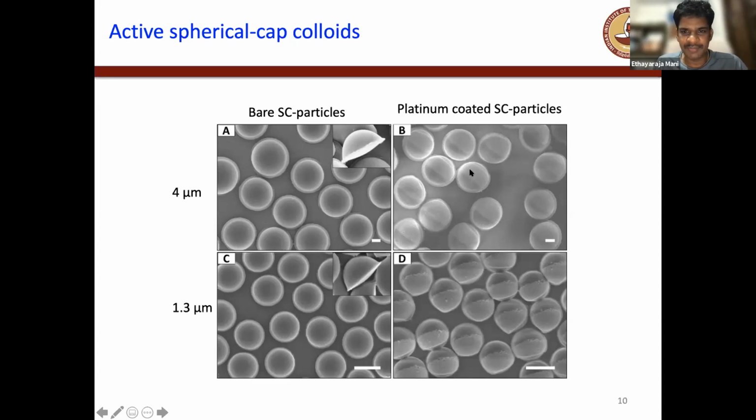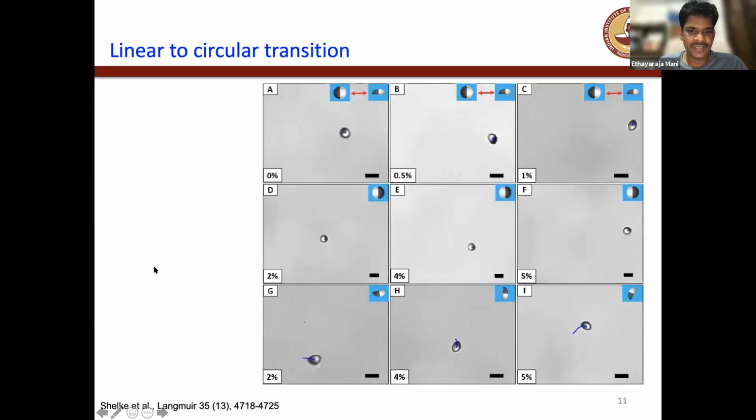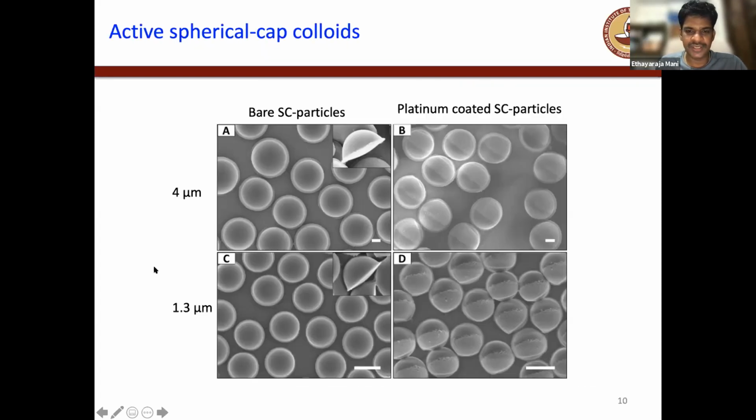As you can see, this is the platinum coating with this contrast here. You can see here also. So the rough patch that you see here is basically platinum, a bare surface. The reason we use platinum is that when you put this particle in a solution of hydrogen peroxide, there is a reaction that decomposes hydrogen peroxide into water and oxygen. Due to this, there is a chemical gradient that gives rise to diffusiophoretic mobility, and you can actually make them move.